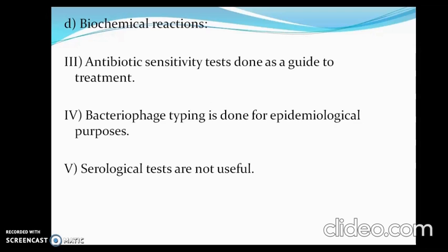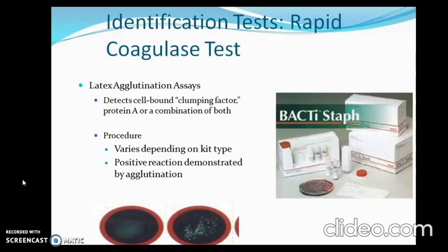Serological test may sometimes be of help in the diagnosis of some infection, but generally it is not useful. Serological test refers to the test based on antigen-antibody reactions. Rapid coagulase test kits are available to detect cell-bound clumping factor, protein A, or a combination of both.